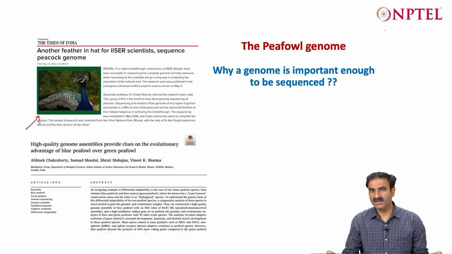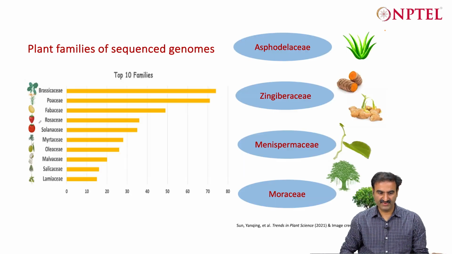So when you are approaching this, you also have to look at whether it has been sequenced earlier or not, right? And what has been sequenced from its genus or family, right? That will help in doing the comparative analysis. So all these things are very important when you go for genome sequencing.